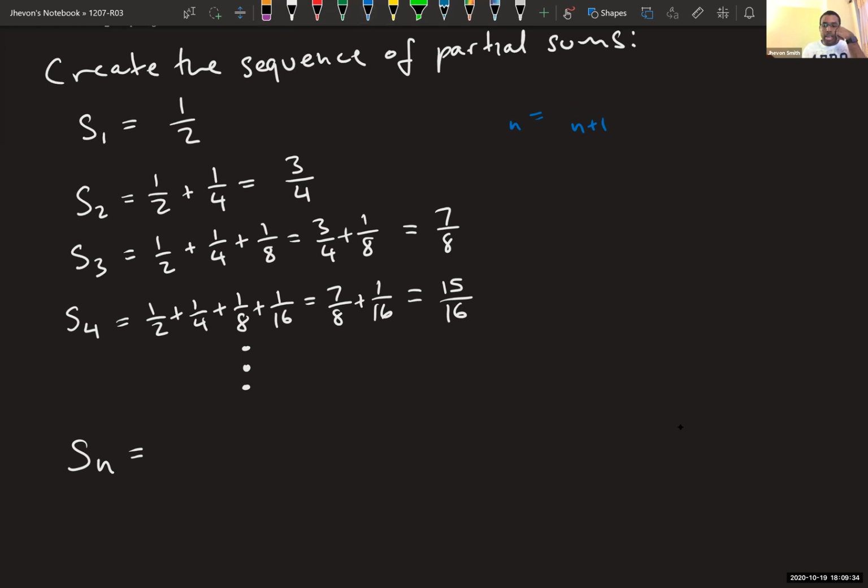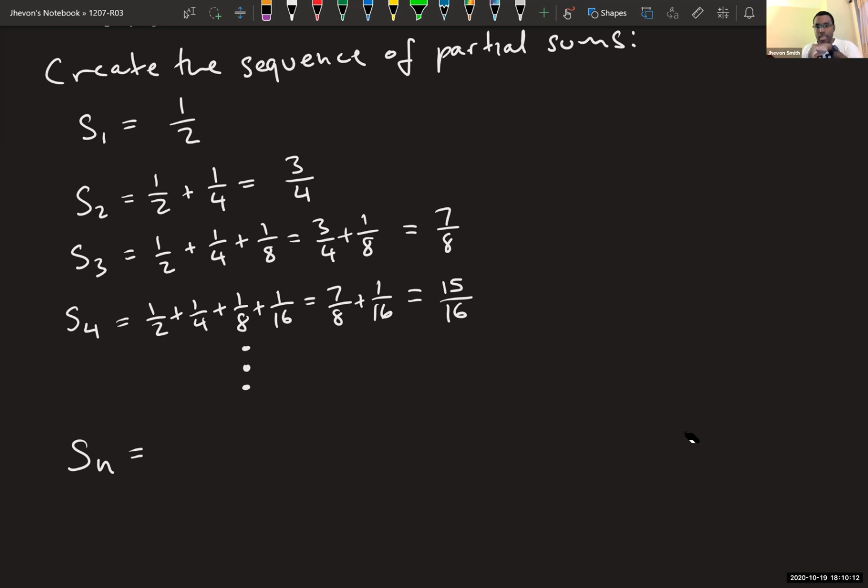Sure. Any other pattern? It's 1 minus the last term in this series. So like the fourth one is 1 minus 1/16. The third one will be 1 minus 1/8. 1 minus the last term? Yeah, if you look at the last one, 1 minus 1/16 is 15/16. 1 minus 1/8 is 7/8. Okay. All right. How can you turn that into a pattern?